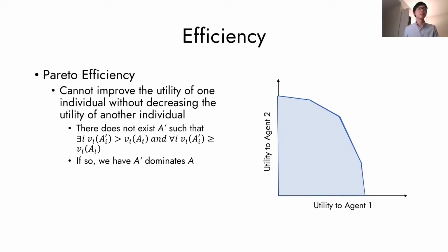Now for efficiency, we care about Pareto efficiency. The graph on the right plots the possible utilities an allocation can have for a 2-agent problem. In blue, we have shaded the range of achievable utilities. For example, giving all the items to agent 1 is represented by the orange dot. An allocation is Pareto efficient if it is on the upper boundary of the region. In contrast, the red dot is not Pareto efficient.